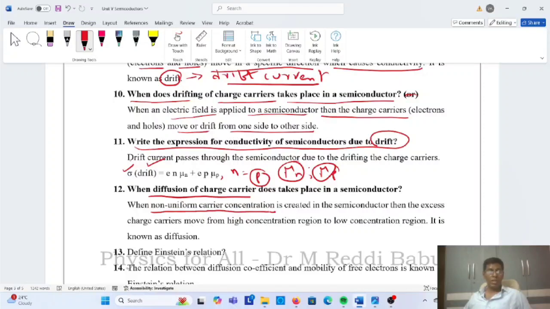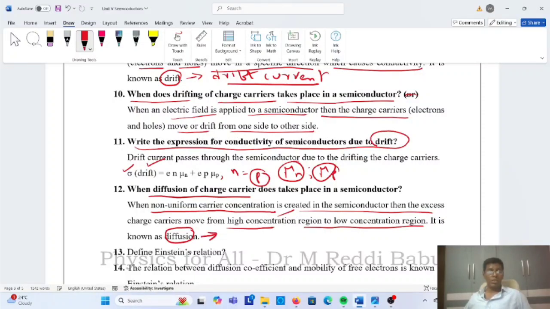Unequal concentration of electrons and holes is present inside the semiconductor, which causes movement of electrons from the high concentration region to the low concentration region. This transport mechanism is called diffusion. In a simple way, it is the movement of charge carriers from high level to low level. Where electrons and holes are present in unequal numbers, the excess electrons and excess holes move from the high level to the low level. That phenomenon of movement is called diffusion.